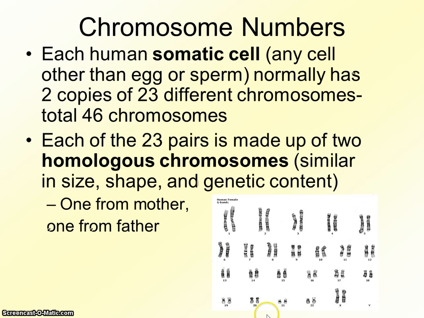That makes up all 46 of our chromosomes, one from each parent, and they're broken down into groups of two based on homology, or how they're similar. So if you look at this picture, here is one set, there is one set, all the way down to the very end, and you have one from mom and one from dad in each one of those pairings.